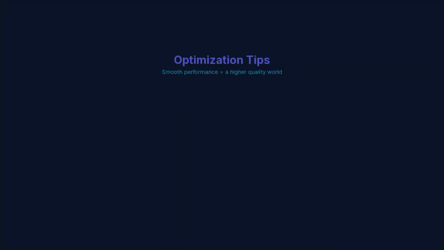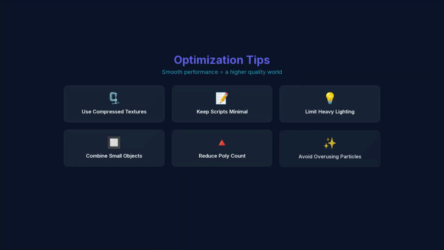Smooth performance equals higher quality world. Use compressed textures. Keep scripts minimal. Limit heavy lighting. Combine small objects. Reduce poly count. Avoid overusing particles. Players stay longer in worlds that run smoothly.